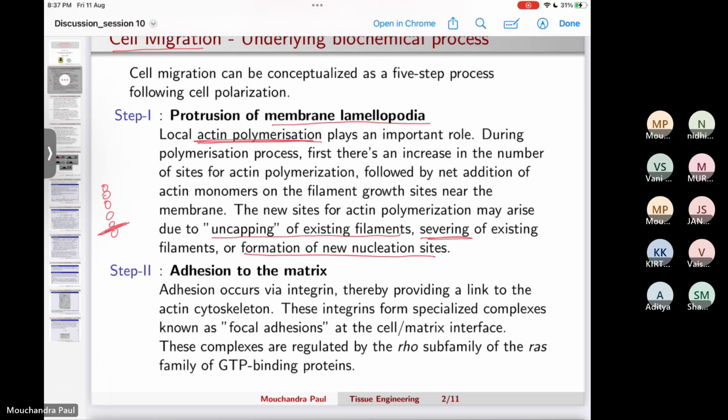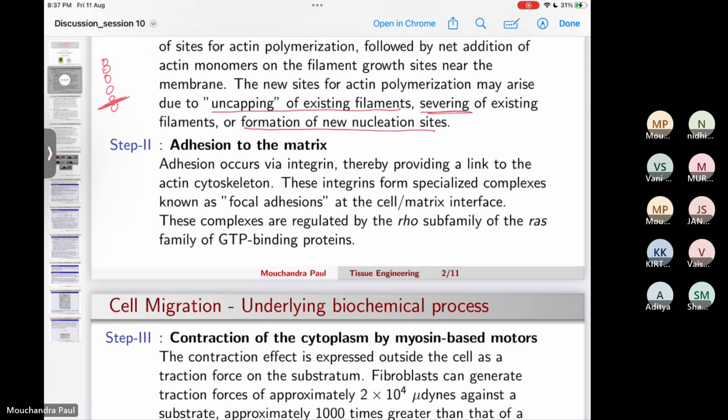Now, after it has extended its cell membrane area by making the membrane lamellipodia, the next step is adhering. The lamellipodia has to adhere to the surface, that is the matrix. This adhesion will happen via receptors called integrin receptors. These integrin receptors basically provide a link with the substrate. So this is the substrate, and these are the integrin receptors.